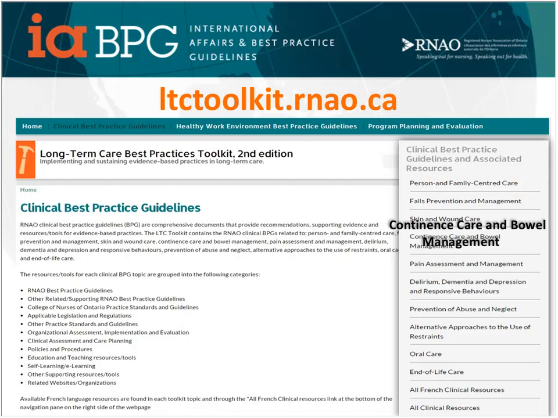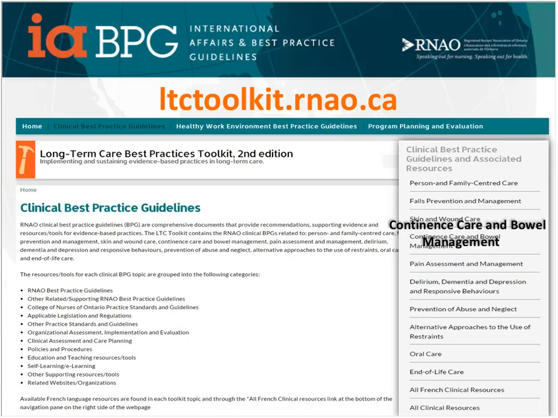I wanted to point out the topic on your right side part of the slide, which is on continence care and bowel management. Here you will find several resources categorized under different resource types. So I'll point you to some of the education resources here that are available and ready for you to use.